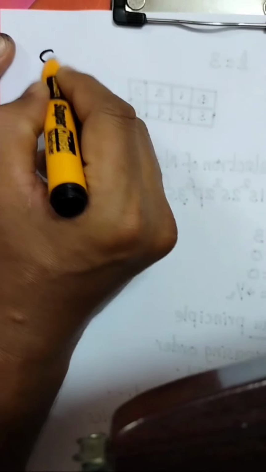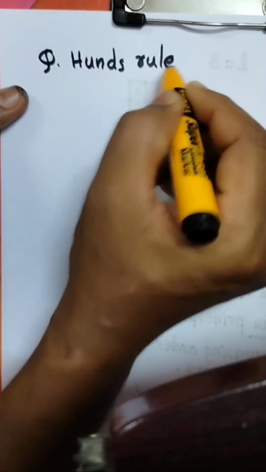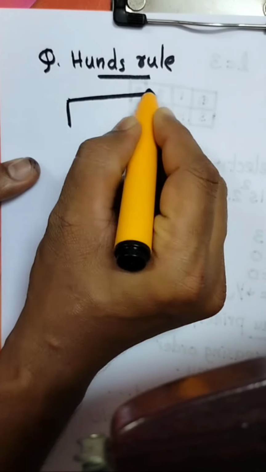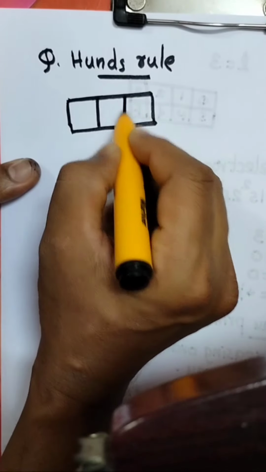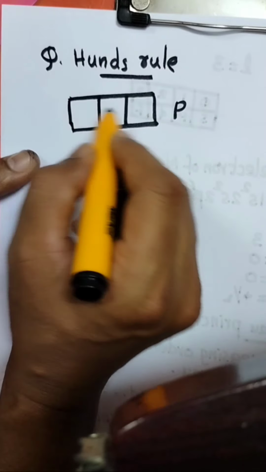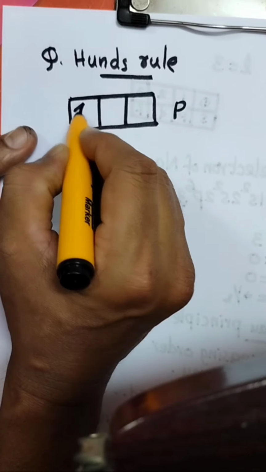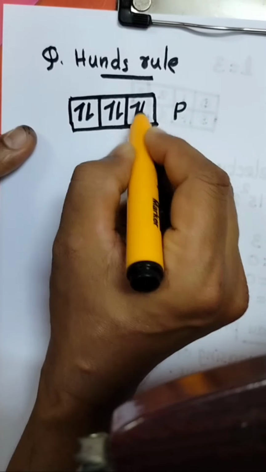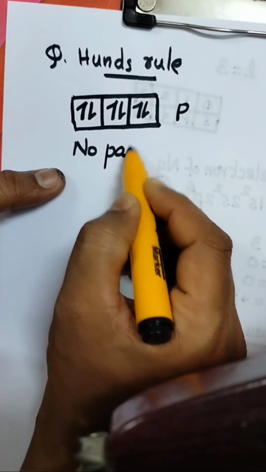Next question. Hund's rule of maximum multiplicity. Consider degenerate orbitals, that is, orbitals having equal energy. Orbitals having equal energy are called degenerate orbitals. I have 3 degenerate orbitals, that is, p orbitals. Then the filling of electrons in these degenerate orbitals takes place like this. At first, one electron goes to this orbital, this orbital, this orbital. Then another electron goes in, and pairing takes place.